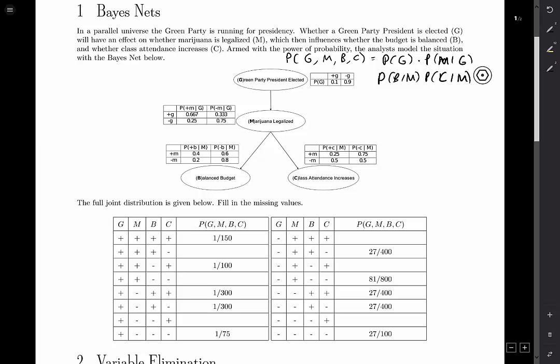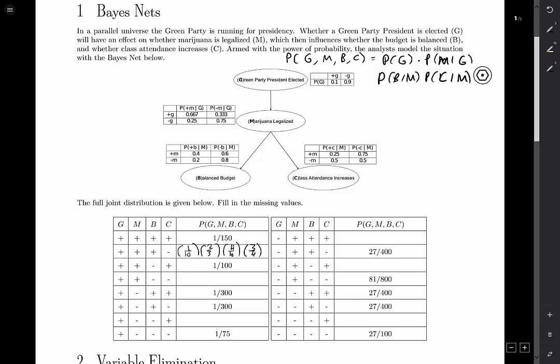So what's the probability of plus G? It's going to be 1 over 10. Probability of plus M given plus G is 2 over 3. Probability of plus B given plus M is 4 over 10. And probability of minus C given plus M is 3 over 4. So you can multiply those out to get the probability.